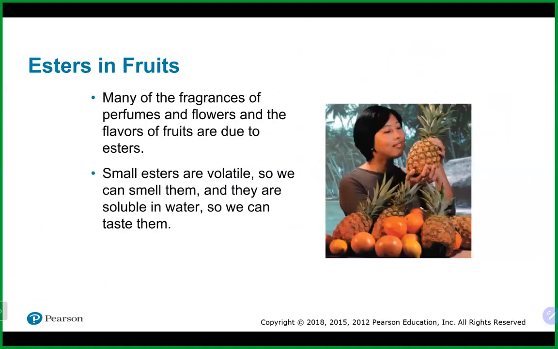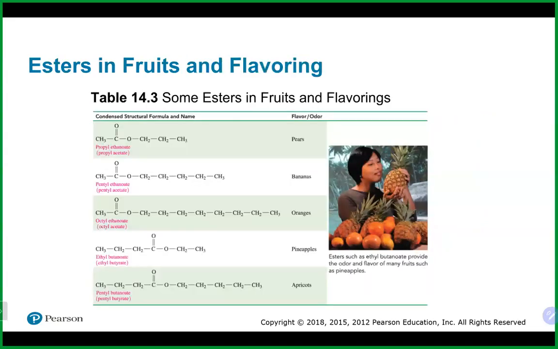All right. So esters, as we've been talking about, are a lot of the fragrances and perfumes, flowers, fruits. They are volatile, which means they go into the gas phase really easily, so you can smell them very easily. So here are some of the ones. For example, that's propyl ethanoate, which is what we see in pears, bananas. We've got oranges, pineapples, and so forth, but they all again have that ester group.